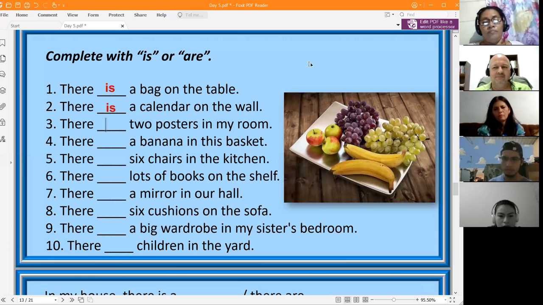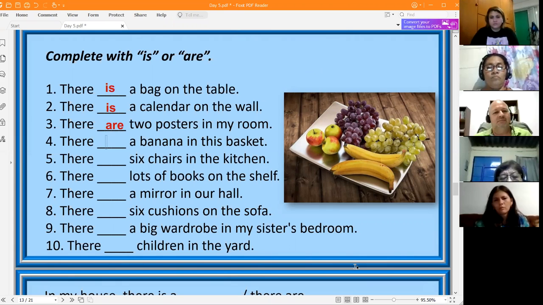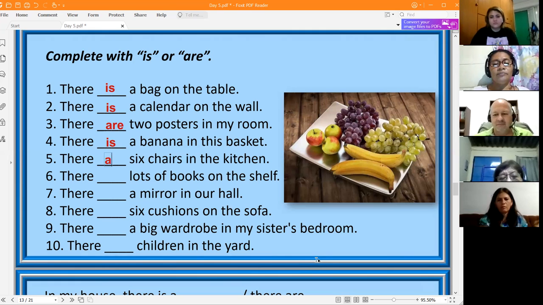Now, William Dagoberto, number three. How do you complete it? There are two posters in my room. Okay, yeah. Excellent, very good. Thank you very much. Now, Kenya Abigail, how do you complete four? There is a banana in this basket. Excellent, very good. Now, number five. Yolanda and Carmen, how did you complete five? There are six chairs in the kitchen. Excellent.